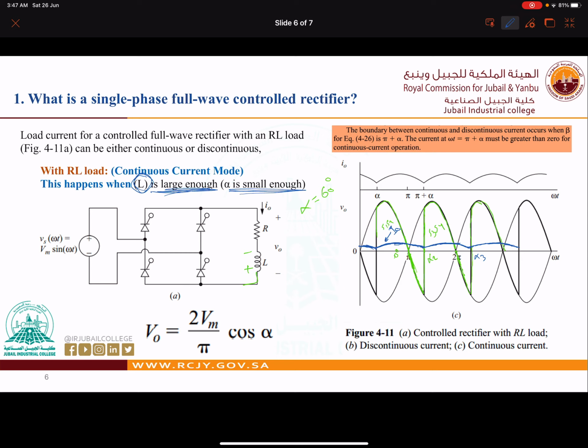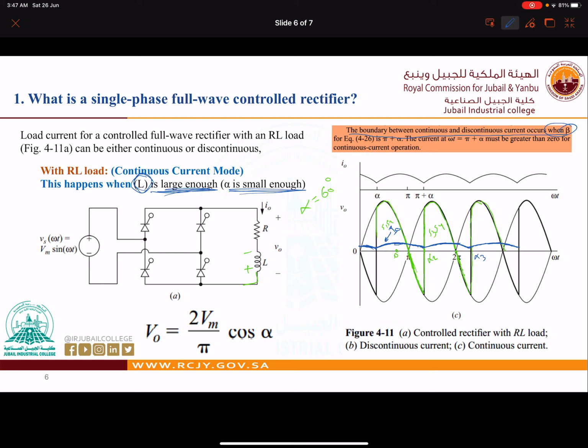Because alpha is small enough in order to switch on the second pulse for the thyristors, it will charge the inductive load. After that, the inductive load will discharge until it reaches the second, or the neighbor alpha, and it will charge the inductive load again, and so on. So the boundary between the continuous and discontinuous current occurs at beta.